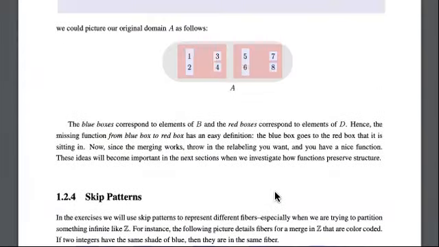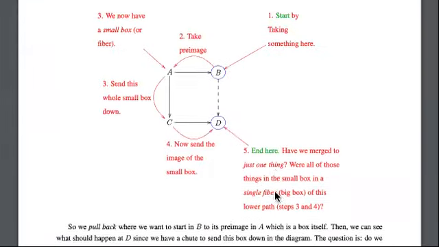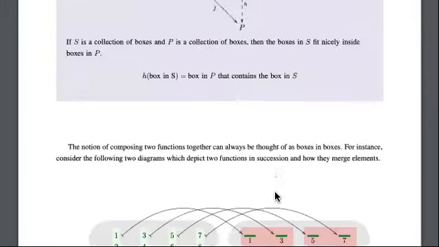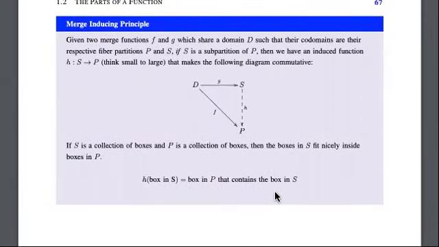Here, and let's see if there's anything else we needed to discuss here. Let me just scroll up. Merge inducing principle. Okay. So given two merge functions, f and g, which share a common domain D, they both give a partition of D and chunk it up. We want to know, when do we have an induced function that goes from this place to this place?